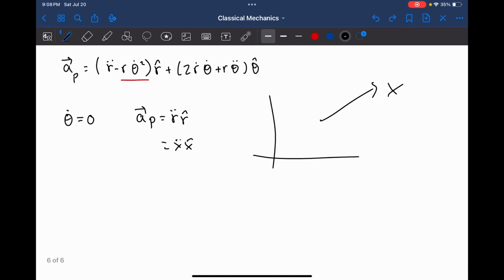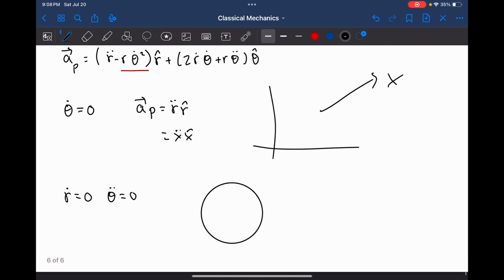The second case is a bit more interesting. So r dot is 0 and theta double dot is 0. So it's uniform circular motion. What r dot equals 0 means is that the particle is not going out or in in radius. It's at a constant radius. And theta double dot equals 0 means that it's moving at a constant speed in the angular direction, right? So it's just moving in a circle. r is unchanged, and its velocity in the angular direction is constant.